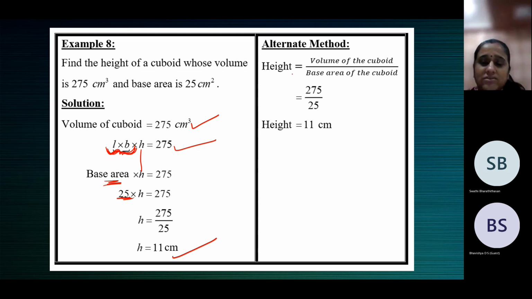Otherwise, you can directly write this. Height is equal to volume of the cuboid by base area of the cuboid. You can directly write this. So you can do it in both the ways. Please write down, children. Let me know once done, children.